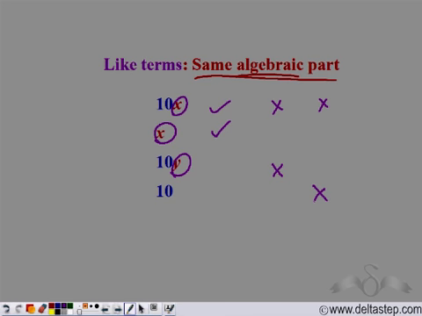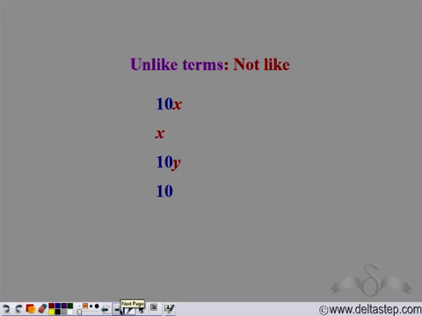If we have something called like terms, we should have something called unlike terms. And what are unlike terms? Anything which is not like is unlike. So in this case, we saw that 10x and 10y are not like terms. So we say that this and this are unlike terms. Similarly, 10x and 10 are not like terms. So we say that 10x and 10 are unlike terms. So the terms having the same algebraic part are the like terms, and the terms having different algebraic parts are unlike terms.